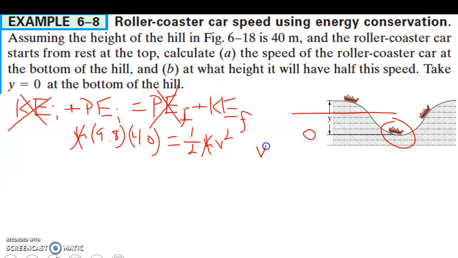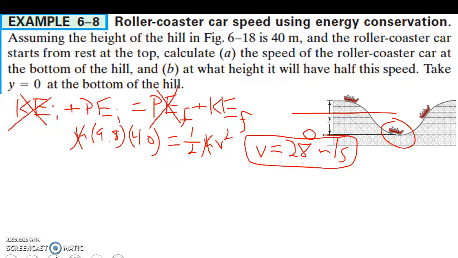But when we solve this, our velocity at that point is going to be 28 meters per second, okay? So I'm at 28 meters per second at the bottom of the hill. At what height will it have half this speed? Okay, half this speed. So we want to look at this situation the same way, okay?